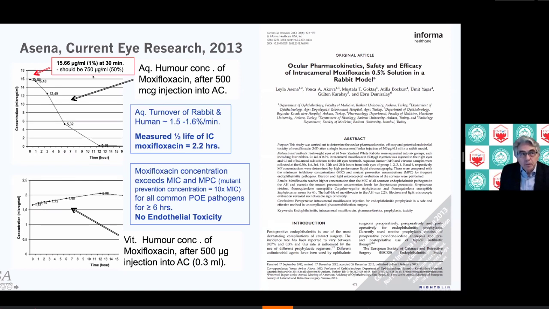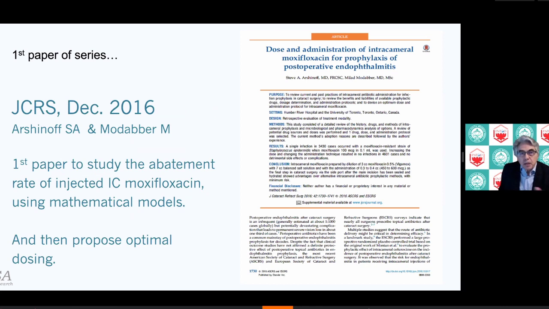So I'm going to talk about some studies that we've done to look at what actually happens to these drugs in your eye. And we made a mathematical model. The reason for a mathematical model is that we can't go back and sample a live patient's eye every hour post-op. But we can make a model, and we can then test the model to see if, once in a while when we do sample, we get reasonable results.